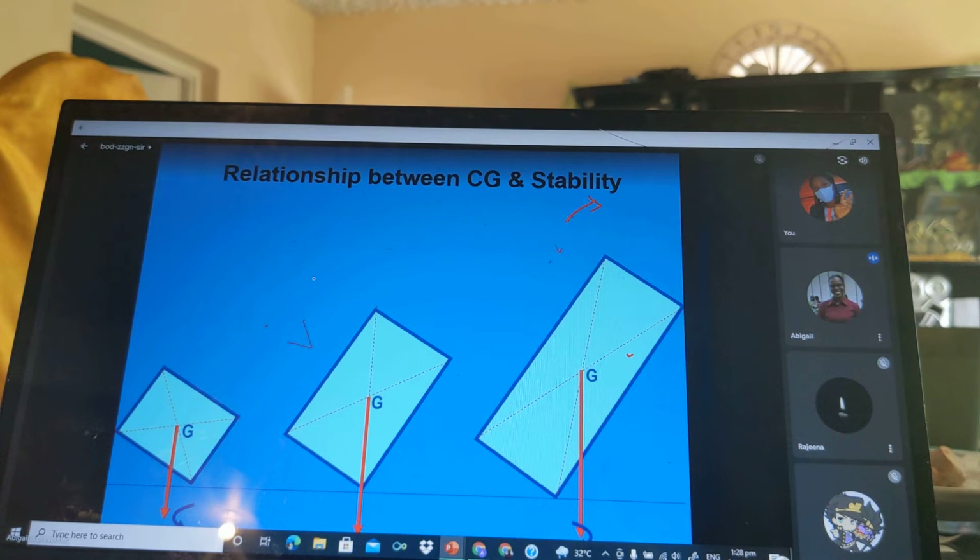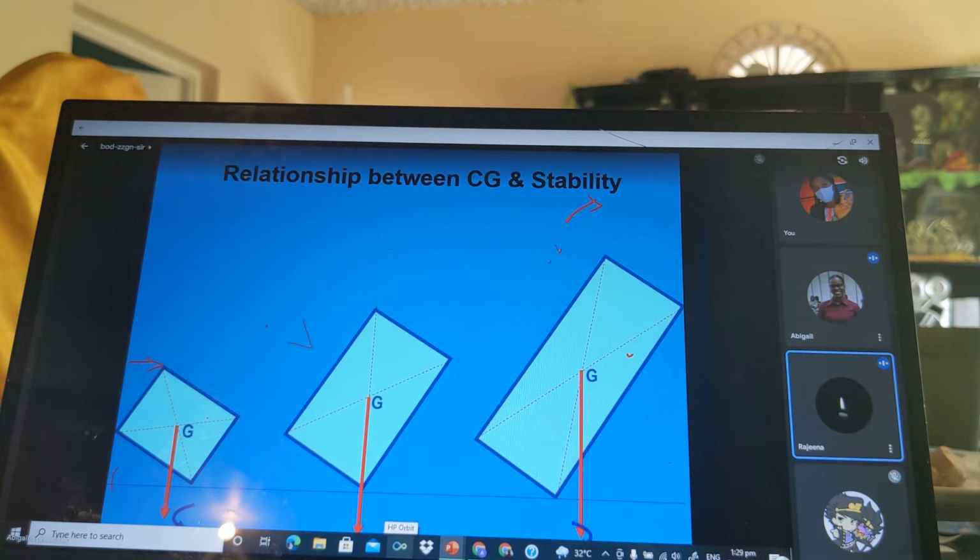Similarly, for this box, let us say we apply a force in that direction. We push the box to the side, to the right side like this. Right? So we tilt the box and we just let it go. Will it fall over or will it go back to its original position here?